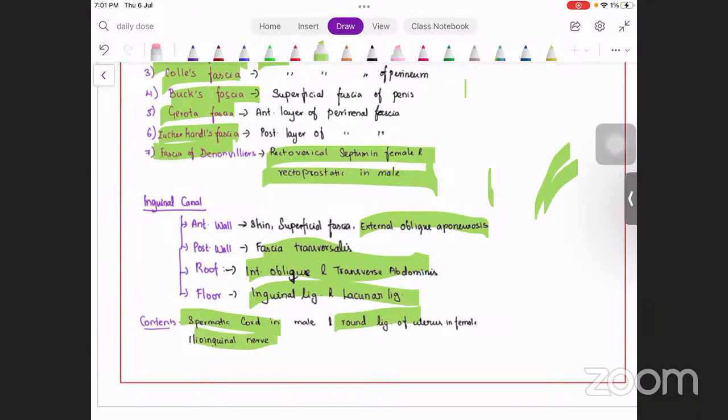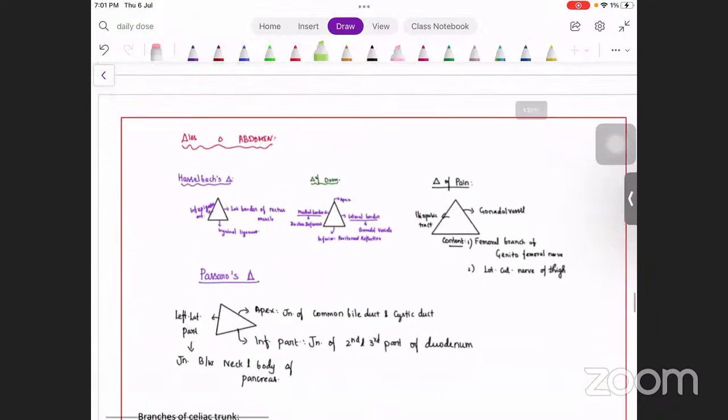So what are the contents of your inguinal canal, which is very, very important? In the male, the ilioinguinal nerve along with the spermatic cord, and in the female, the spermatic cord is replaced by the round ligament.